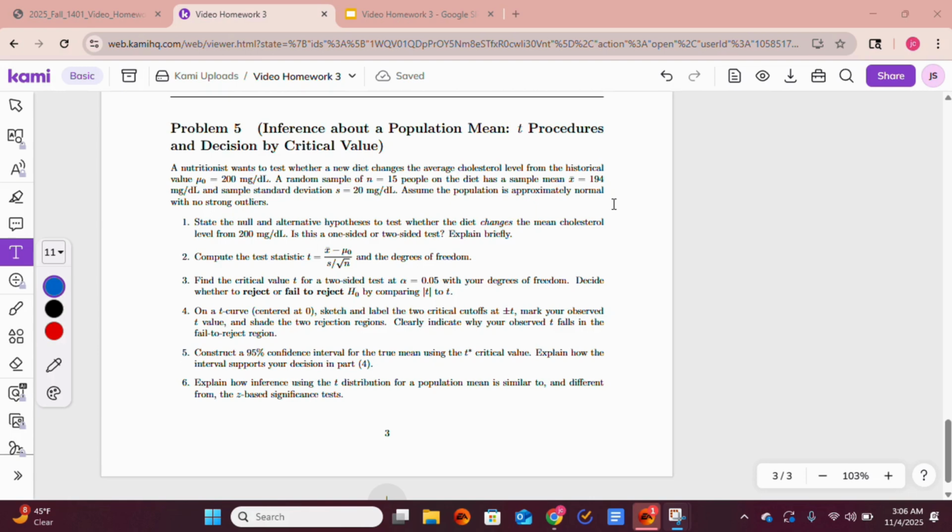With that, we can go to question 1, which asks, state the null and alternative hypothesis to test whether the diet changes the mean cholesterol level from 200 milligrams per deciliter. Is this a one-sided or two-sided test? Explain briefly. The null hypothesis is mean equals 200, and the alternative hypothesis is mean does not equal 200. This is a two-sided test because the mean could be higher or lower.